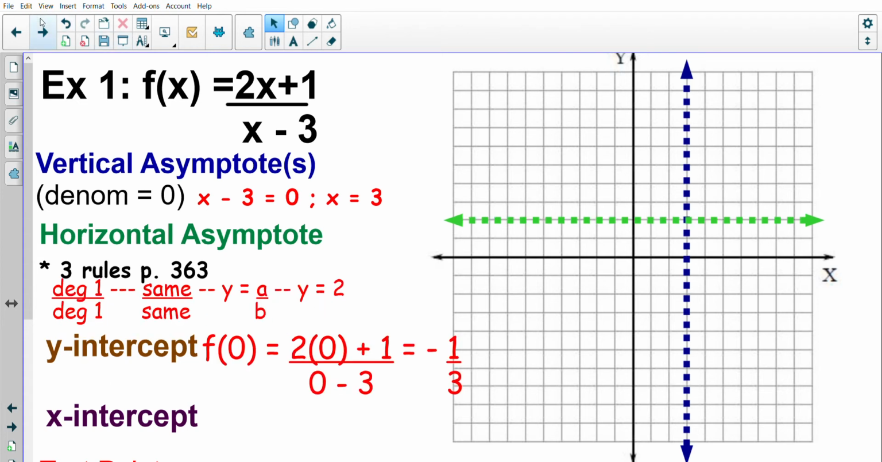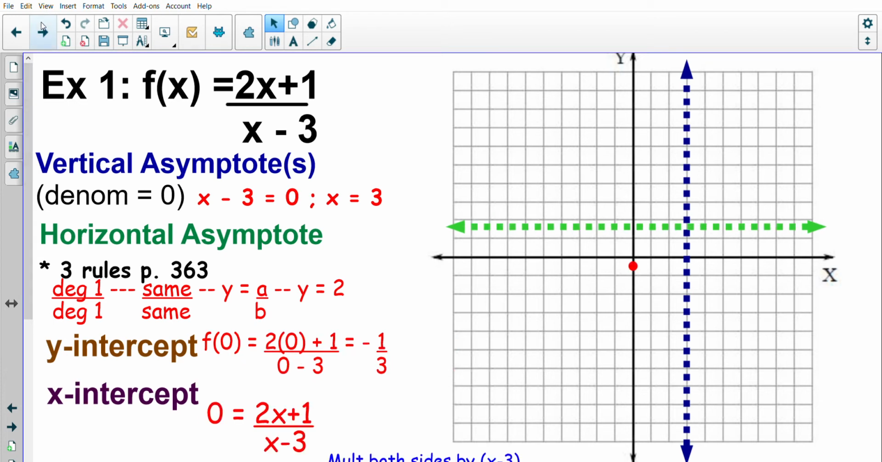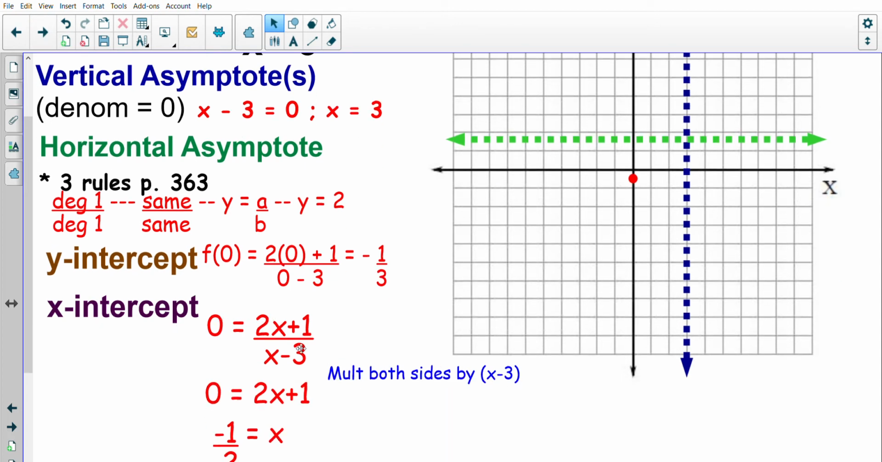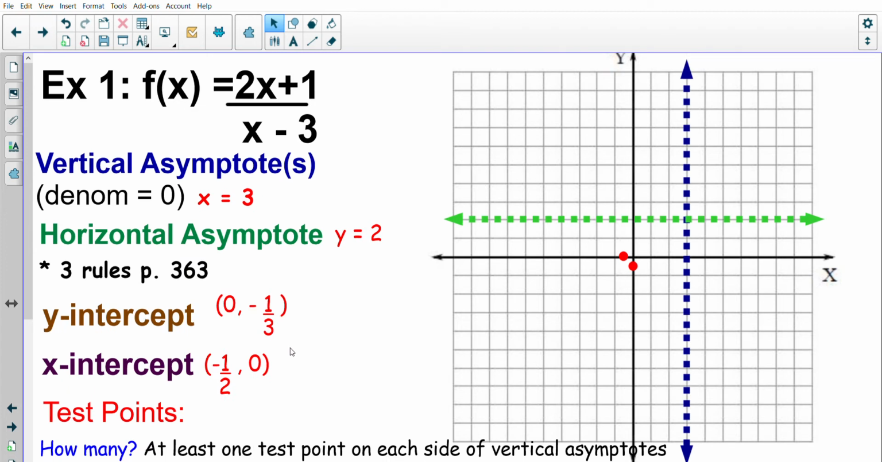Next, we'll look for our x and y intercepts. To find our y-intercept, we replace x with 0. So we want to know what f of 0 is, and that's just negative 1/3. To find our x-intercepts, we're going to replace y with 0 and solve. So we have 0 equal to a fraction. We multiply both sides by the denominator so we can get rid of the fraction. It cancels out on the right-hand side of the equation, and 0 times anything is still 0. So finding an x-intercept amounts to setting the numerator equal to 0. And when we do that, we see we have an x-intercept at negative 1/2.